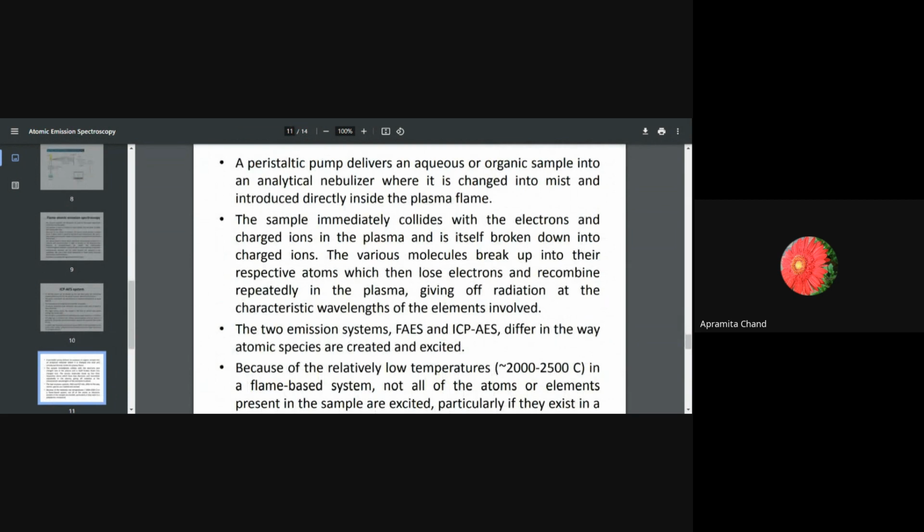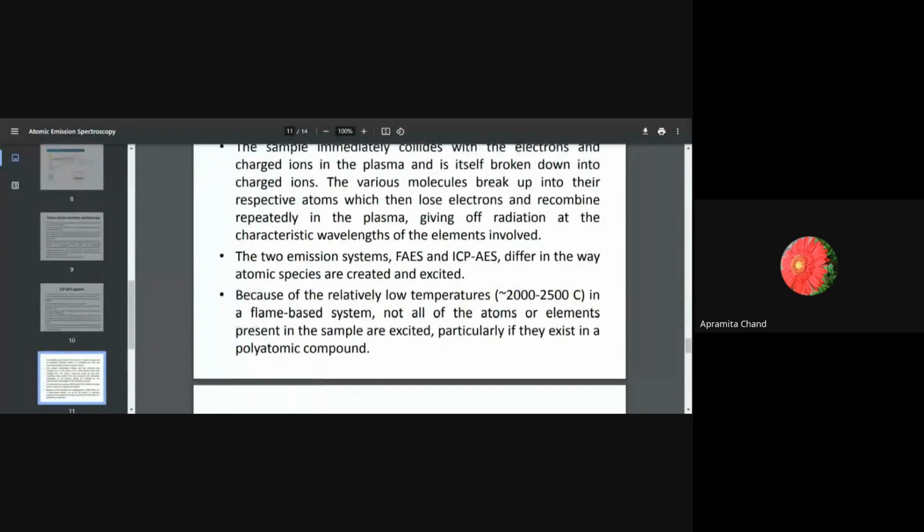So now the pump is delivering the sample into the nebulizer. It is changed into mist and then it is introduced inside the plasma flame. Now the inelastic collisions are taking place in the plasma. The sample, when it is introduced, is also colliding with the electrons and the charged ions in the plasma, and is broken down into charged ions. Now, the various molecules break up into the respective atoms, which then lose electrons and recombine repeatedly in the plasma, giving off radiation at the characteristic wavelength of the elements involved.